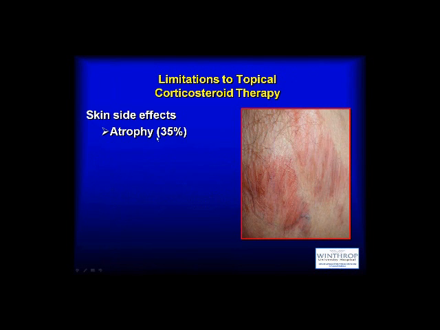The limitations of topical corticosteroid therapy: I see my severe atopic dermatitis patients at least once a month or once every 2 months to monitor. The most important thing is monitoring topical corticosteroid therapy. And what do I look for? Well, when I see skin looking like this, starting to be shiny and thin, so atrophy actually is a pretty high side effect, 35%. It is reversible at this stage if you stop the topical corticosteroids. To prevent this, I alternate topical corticosteroids with topical pimecrolimus or tacrolimus.